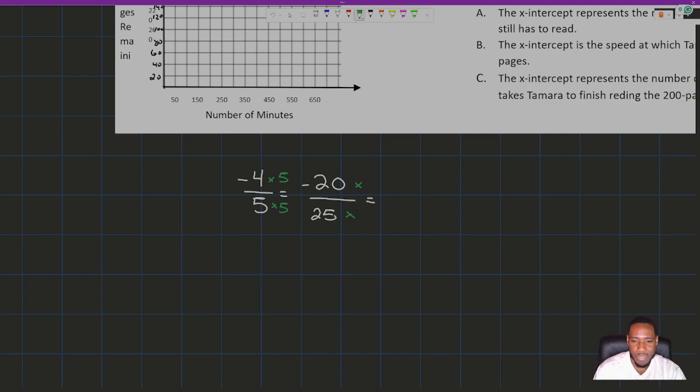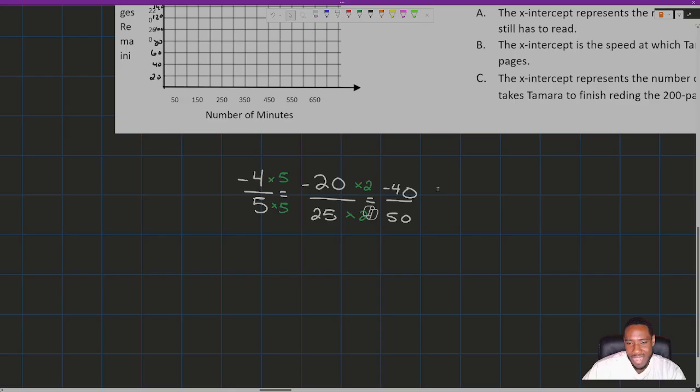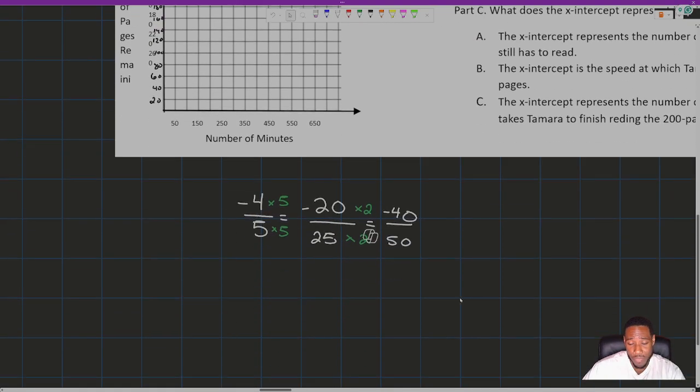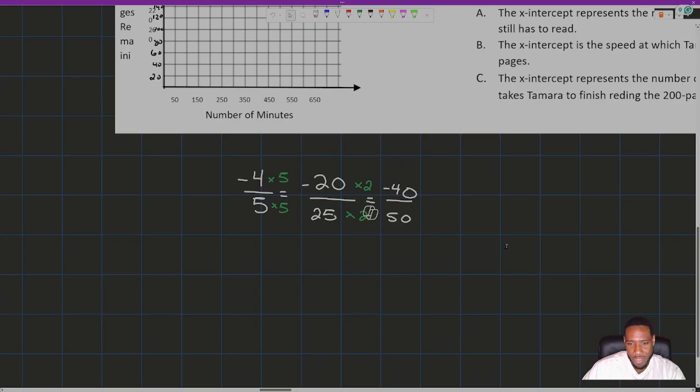Again, we can multiply the top and the bottom. I know that I want to get my x value to be 50, and we can do that if we multiply by 2. So we can do the same thing with the top to maintain the relationship, and we end up with -40 over 50. Okay? So every time we jump down 40, or in the case of our y-axis, 2 values, we jump over 50 on the x-axis, or 1 x value.